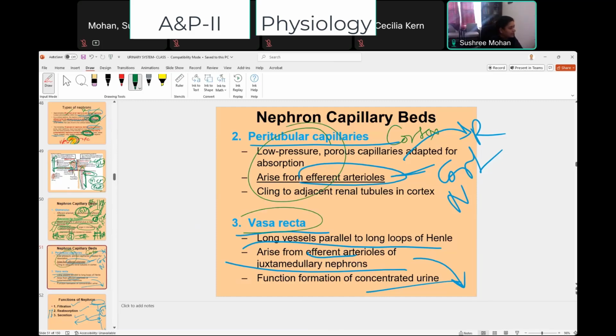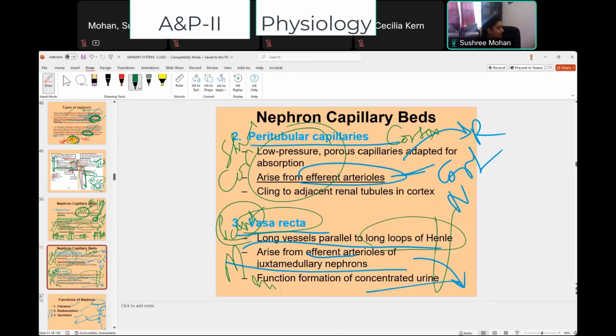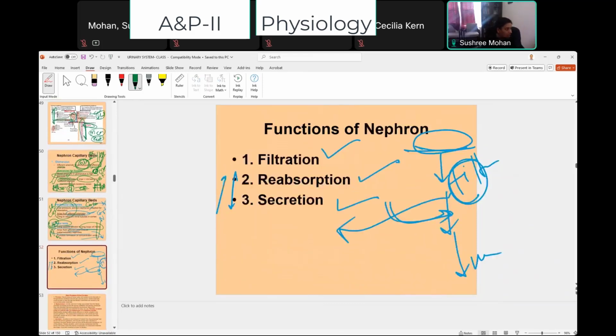If you look at the vasa recta, these are long vessels and they are parallel to the loop of Henle. They arise from efferent arterioles and they are in the medulla. So this is the shirt and this is the pant. Okay, this is the cortex, this is the medulla. Just a difference in their structure and functioning. So functions of nephron: filtration, reabsorption, secretion.